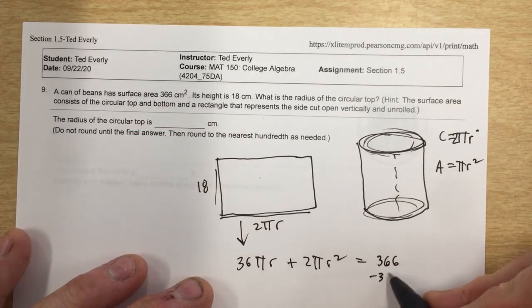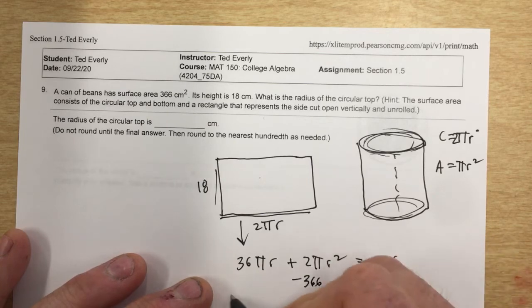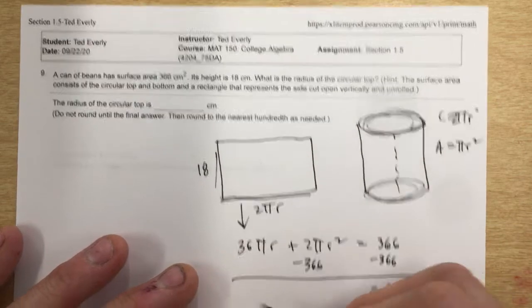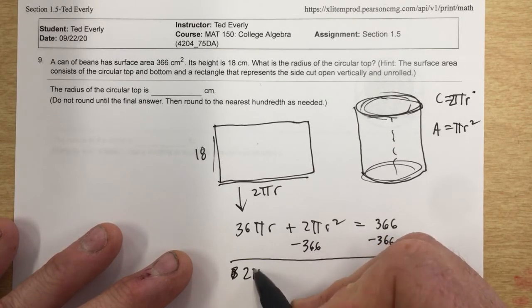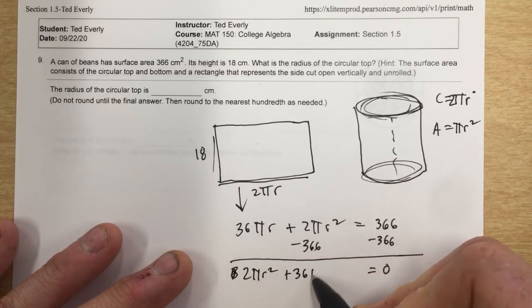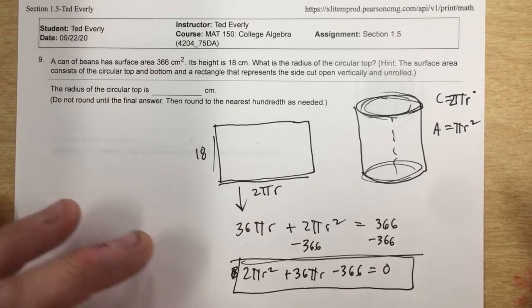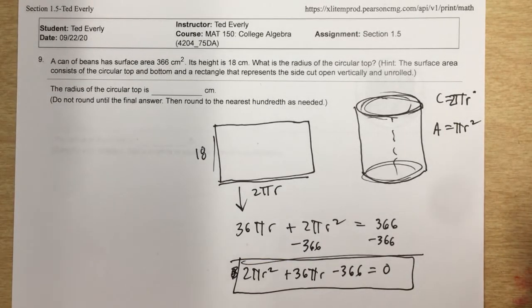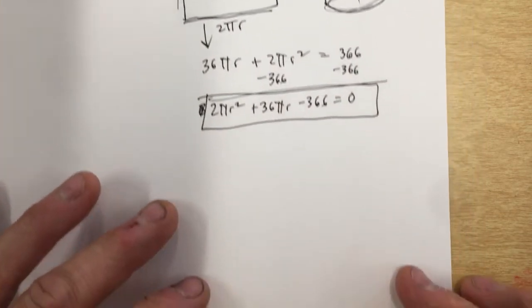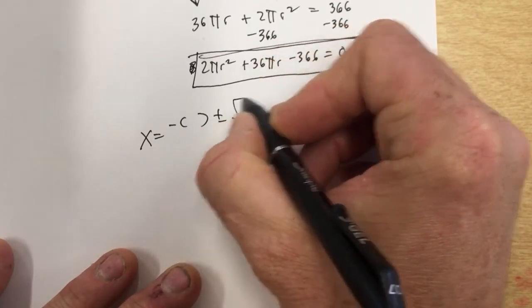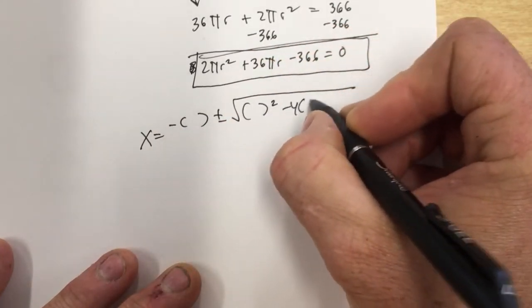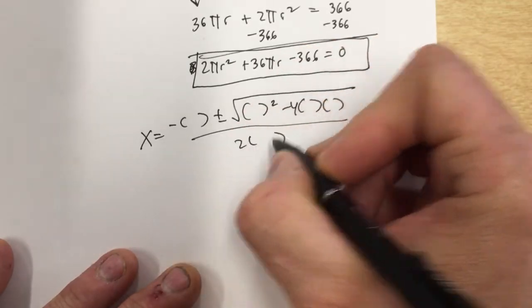Okay, well, minus 366 on both sides. Because this is quadratic, we got to set it equal to 0. So this is going to be put in descending order: 2 pi r squared plus 36 pi r minus 366 equals 0. And there's my equation I need to solve by using the quadratic formula. Okay, so let's do that then. x equals negative b plus or minus the square root of b squared minus 4ac all over 2a.